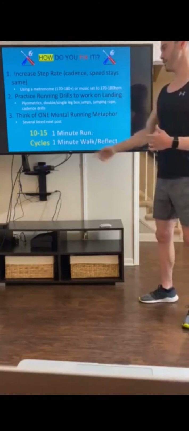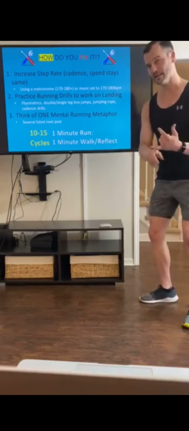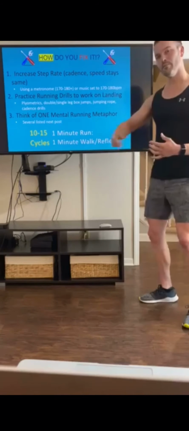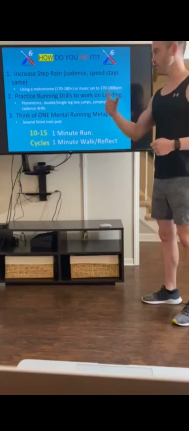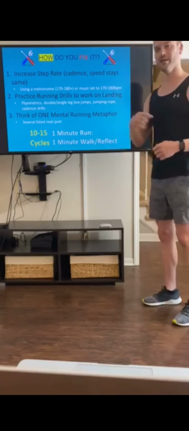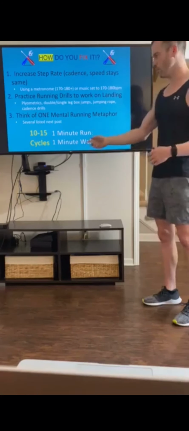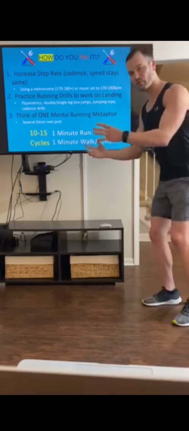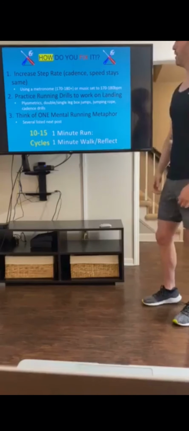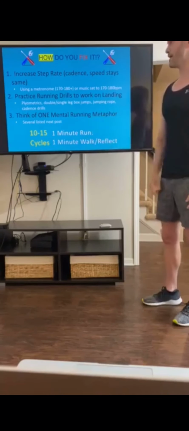So what I'll usually have people do, like I said, if you're a beginner runner, is cycles of one minute on, one minute off, one to one, where you're running, practicing the drill, thinking about the metaphor, and then a minute of walking and reflecting. Or minute on, minute off, where you're running and you're being cognizant of it at one point and then not as much at the other. So that's usually the way that I'll have people do it.